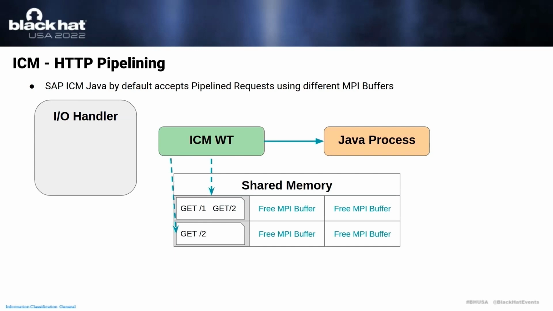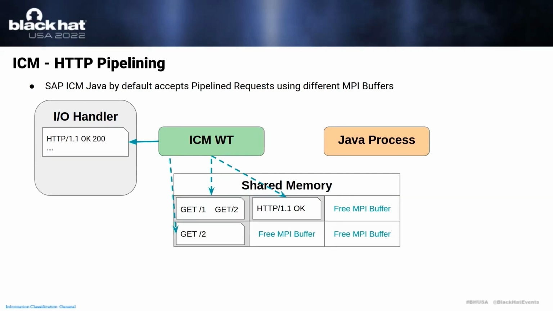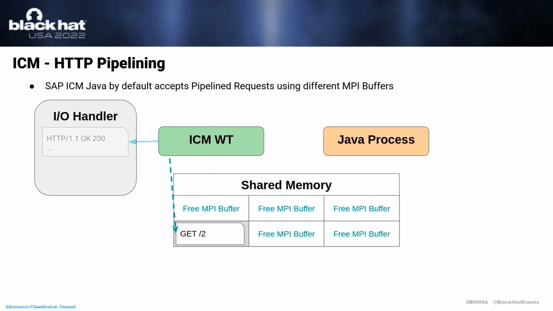So now the worker thread will continue processing the first request. It will send it to the Java process. The Java process will generate the response. It will place it in the MPI buffer, send it to the worker thread, and the worker thread will forward this response back to the client. Now the MPI buffers will be freed one by one, the references will be lost, and the request-response cycle will be completed. And now the worker thread will start processing the next request that was stored in another MPI buffer, because this was a pipelined request.